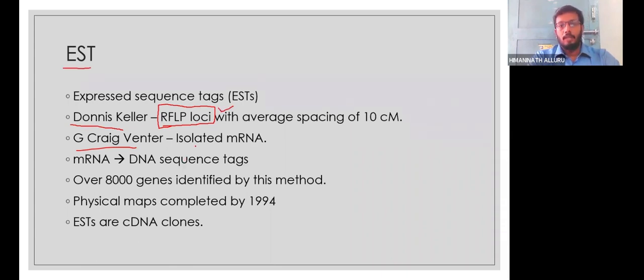Then they isolated, as I already said, mRNA. That mRNA is converted into DNA. Based on that, whatever protein the mRNA is going to make, that they will sequence. You won't believe it: by 1992, these two scientists together had sequenced more than 8,000 genes. And they even completed the physical mapping for all of those by 1994 itself. So that is how good the method is.